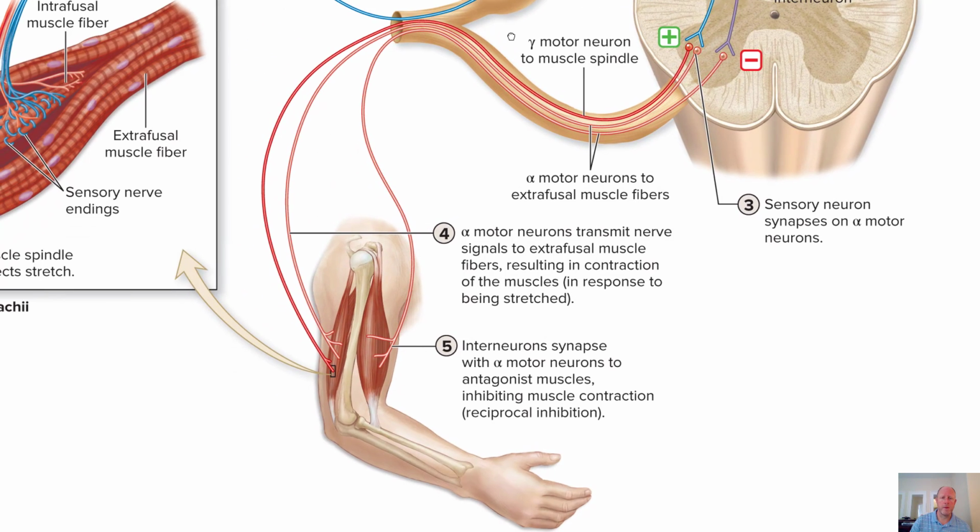And we're going to get the base of these triceps to do their job. Alpha motor neurons transmit nerve signals to extrafusal muscle fibers, resulting in contraction of the muscle in response to being stretched, tightening it. It doesn't like being stretched that far that fast. Meanwhile, in the antagonist, interneurons synapse with alpha motor neurons to antagonist muscles, inhibiting muscle contraction. That's reciprocal inhibition. When one muscle fires, the opposing muscle must relax, or has to do less and less the more and more involvement you get of the opposing muscle.